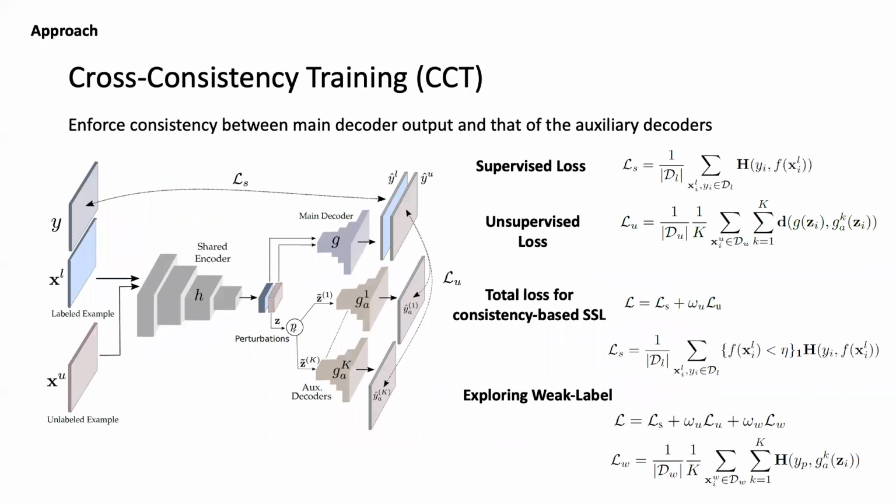Here's the total loss as a combination of supervised cross-entropy loss and omega U weighted unsupervised loss. And with various perturbation settings, they generate K perturbed versions of the intermediate representation so that each perturbed version is to be fed to the K auxiliary decoders. The training objective is then to minimize the unsupervised loss, which measures the discrepancy between the main decoder's output and that of the auxiliary decoders with mean squared error distance measure D here.